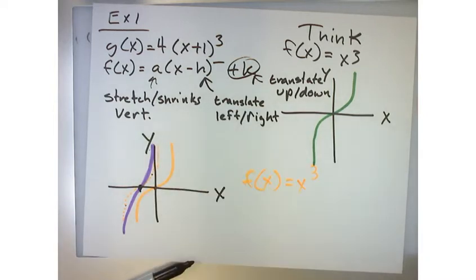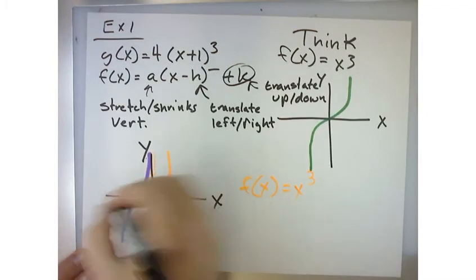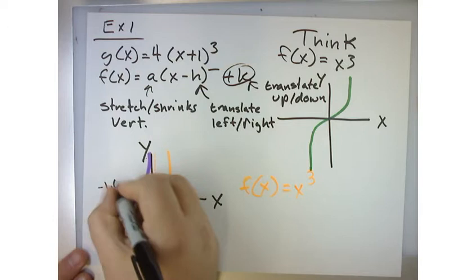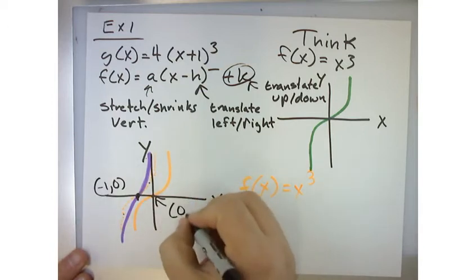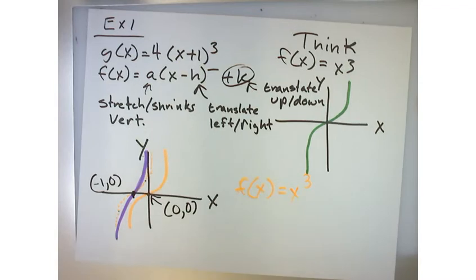Okay, and I could be off a little bit, so I'm sketching it by hand. What would this point be right here? Well, this point here should be negative 1, 0, because this point here on the original function was 0, 0. And that's pretty much it. Well, let's graph it and see.